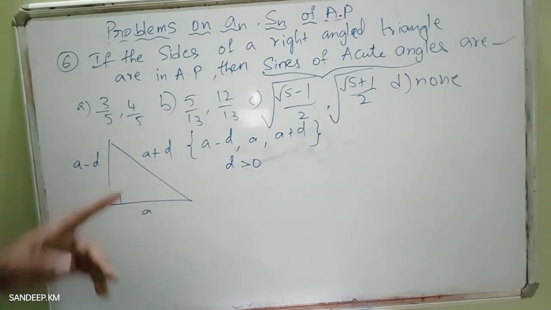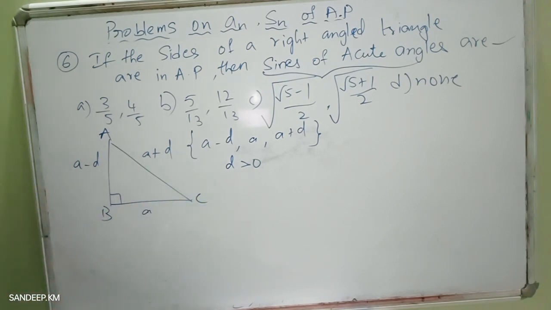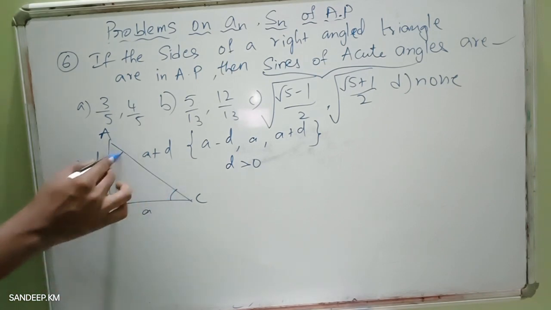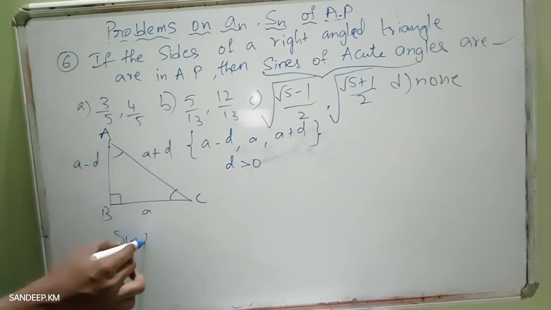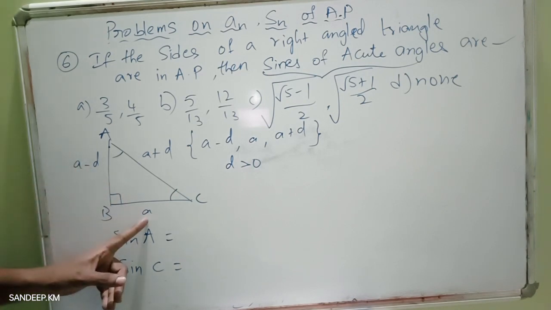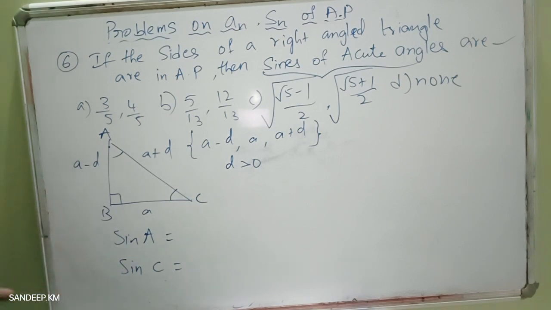Now, what they are asking: if the name of the triangle is triangle ABC, where angle B is right angled, they are asking the sine of the acute angles. The two acute angles in a right angle triangle are angle A and angle C. So they are asking us to find sine A and sine C. Very simple. Use Pythagoras theorem, find the value of A in terms of D, get your answer. That's it. Very simple. Before I complete the solution, if you can, complete it using Pythagoras.